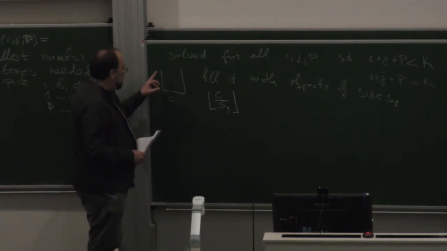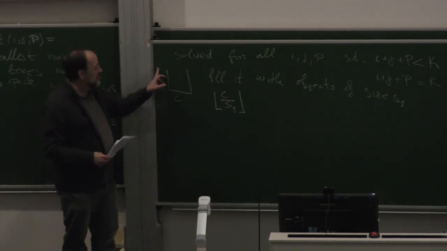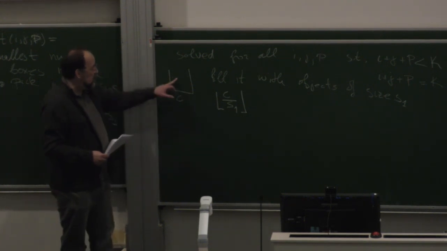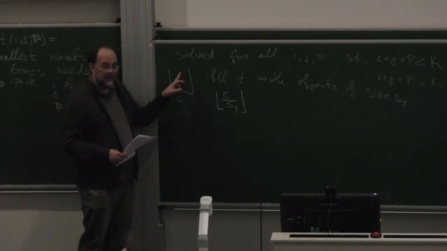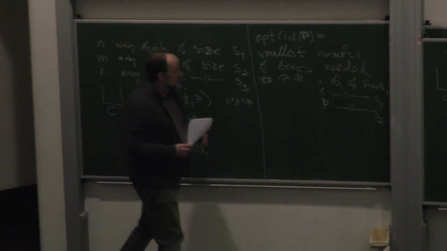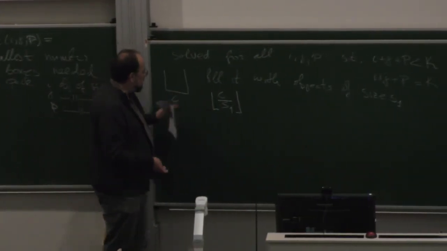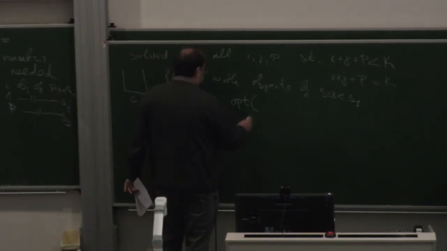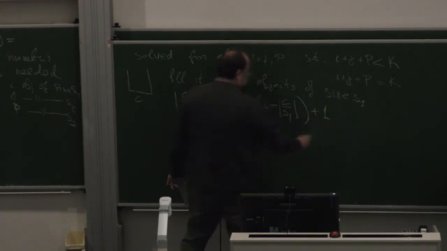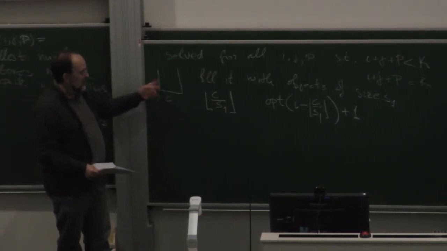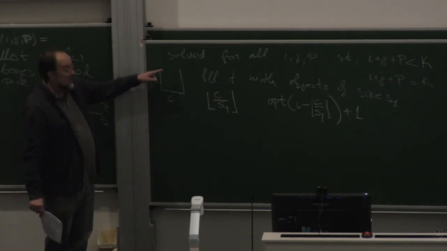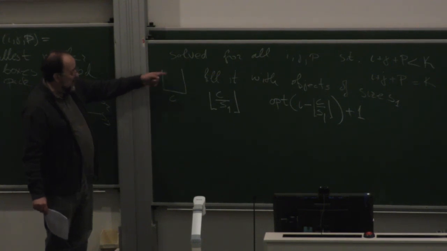Then you put one object of the second type and fill the rest with objects of size S1, right? Then you would put two objects of the second type, fill with objects of S1. This will all be filling one box, but the number of objects will strictly drop. So if I put this many objects of type 1, then all I have to do is look at opt of I minus floor of C over S1, and add 1 to it, which is just this box. So essentially, you try all possible combinations of the objects of type 1, 2, and 3.